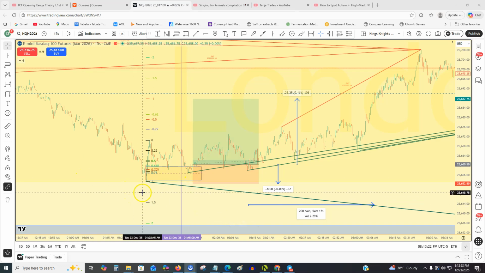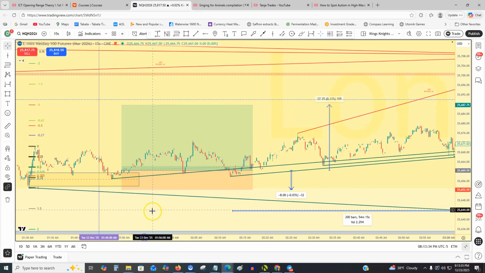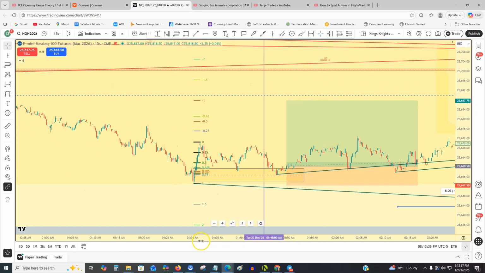Alright, checking out this setup here on the 15-minute. London swept Asia's low and created this setup here.